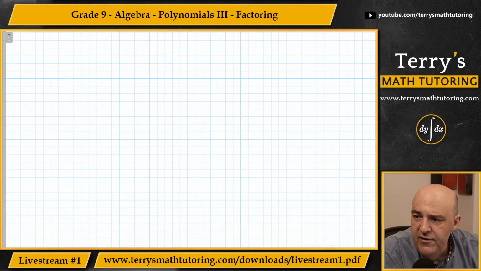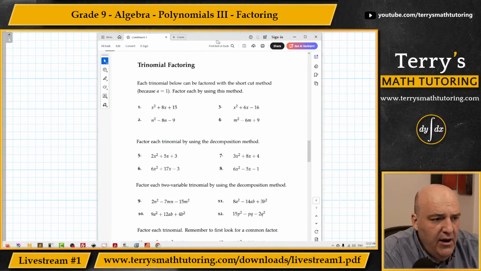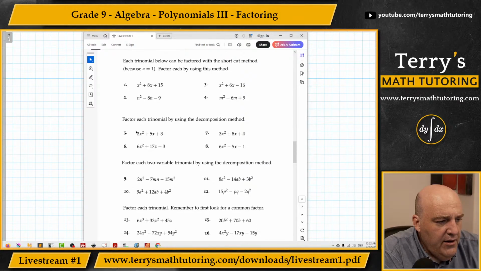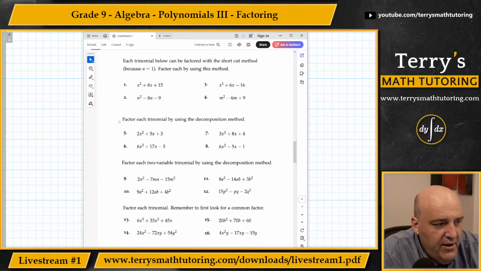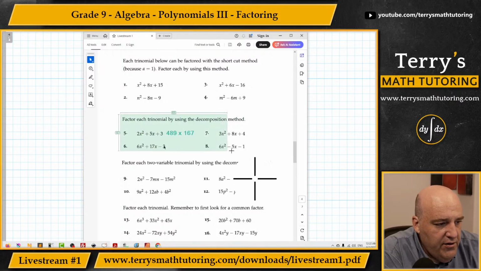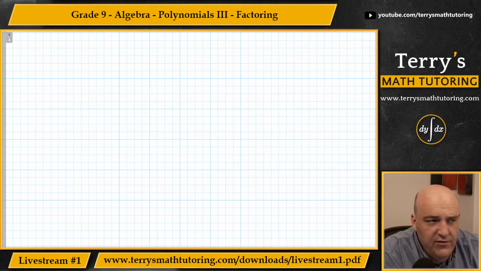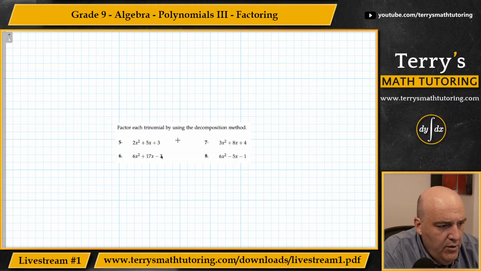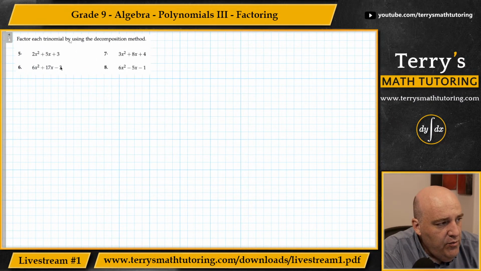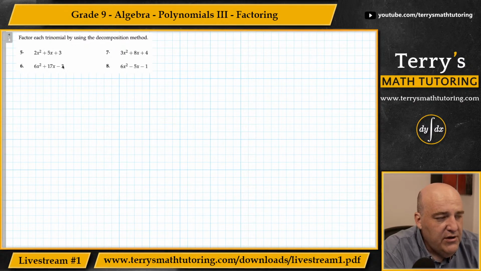Now, let's take a look at the case where a is not equal to 1. This is still trinomial factoring, but it's just a little bit harder because the a is not equal to 1 here. Once we get those two numbers, after we solve the sum product problem, we have more work ahead of us. We can't just go straight to the answer.